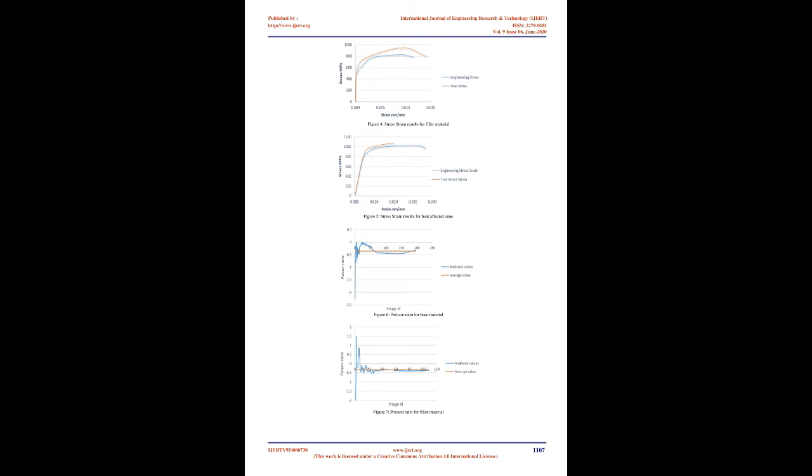Thus stress-strain curves are plotted and their results are shown in Figures 3, 4, and 5 for base material, filler and heat-affected zone respectively. In case of true stress-strain curve, the abrupt change is due to the reduction of cross-sectional area which results in the curve going in an upward direction.